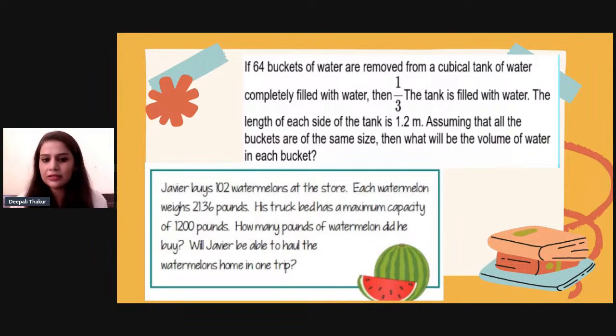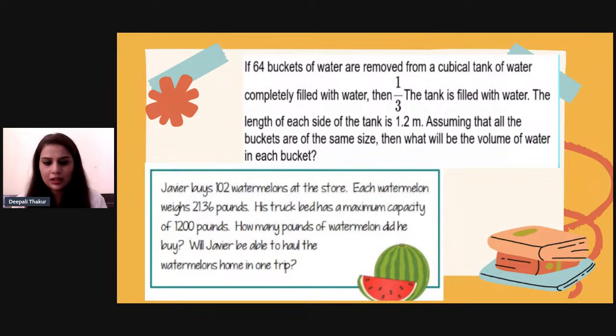If 64 buckets of water are removed from a cubical tank completely filled with water, then one third of the tank is filled with water. The length of each side is given. Assuming that all buckets are of the same size, what will be the volume of water in each bucket? So this is a basic standard textbook question.